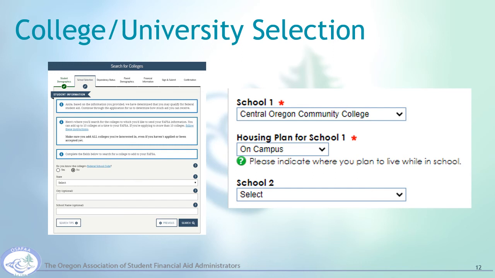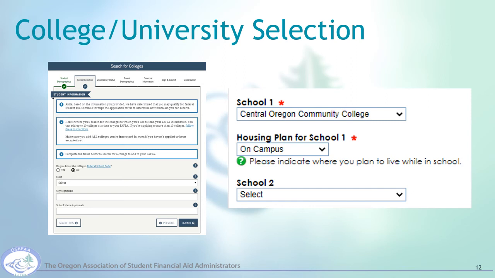It is easy to add and remove colleges and universities on the FAFSA after it's been submitted. However, it is much more difficult to do on the ORSA application. Students can add up to 10 school codes on the FAFSA. Please help your students choose their top 10 schools wisely.